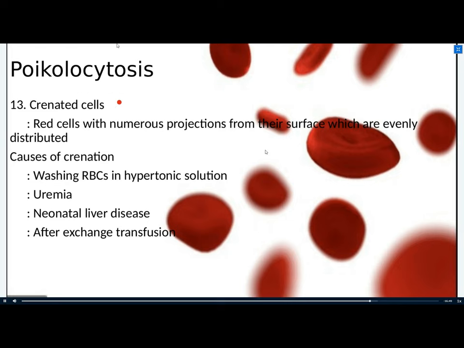Poikilocytosis, another one would be your crenated cells. So these are red cells with numerous projections from their surface which are evenly distributed. Usually seen in washing RBCs in hypertonic solution. That's what happens to your RBC if it is put in a hypotonic solution. Ano nangyayari sa RBC? Yes, they would swell. Nagsiswell sila, lolobo. But if they are put in a hypertonic solution, they would shrink. Nagsishrink sila, appearing crenated.